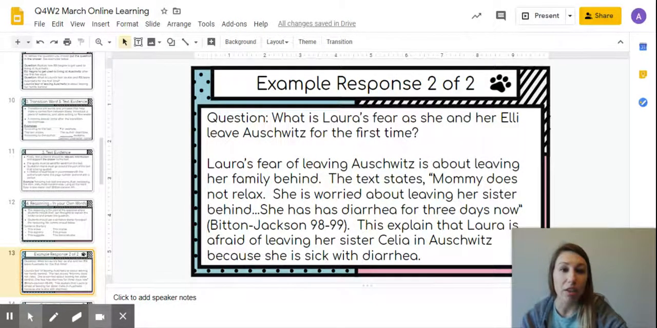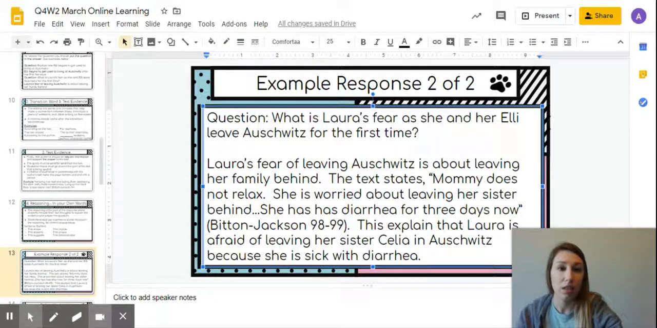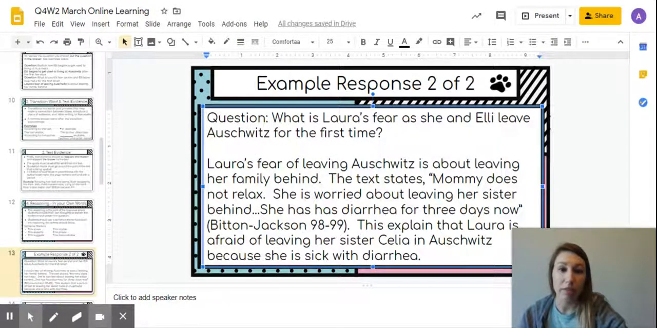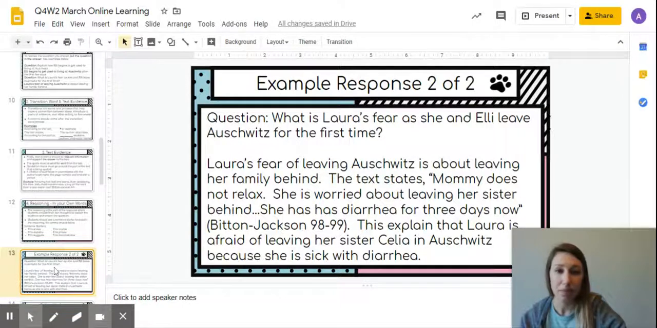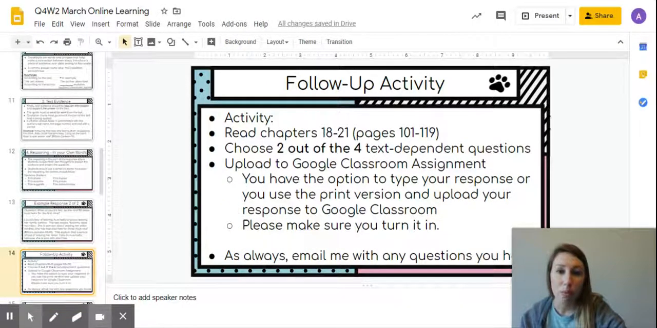What is Laura's fear as she and Ellie leave Auschwitz for the first time? Laura's fear of leaving Auschwitz is about leaving her family behind. The text states, "Mommy does not relax. She is worried about leaving her sister behind. She has diarrhea for 3 days now." Bitten-Jackson, 98 to 99, because it goes to 2 pages. This explains that Laura is afraid of leaving her sister Celia in Auschwitz because she is sick with diarrhea. Okay, so again, that's just a review for you guys about your text-dependent responses.